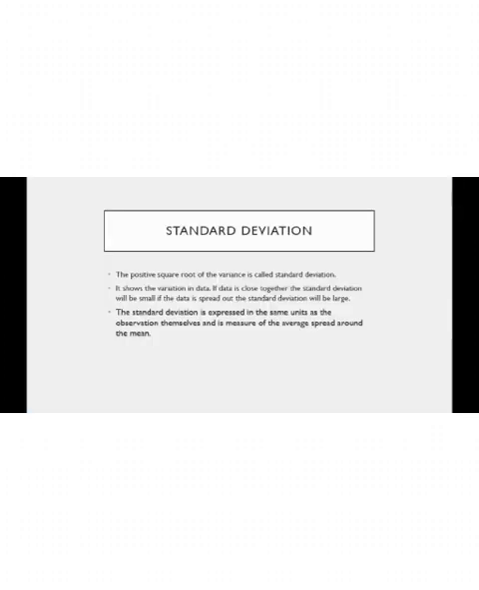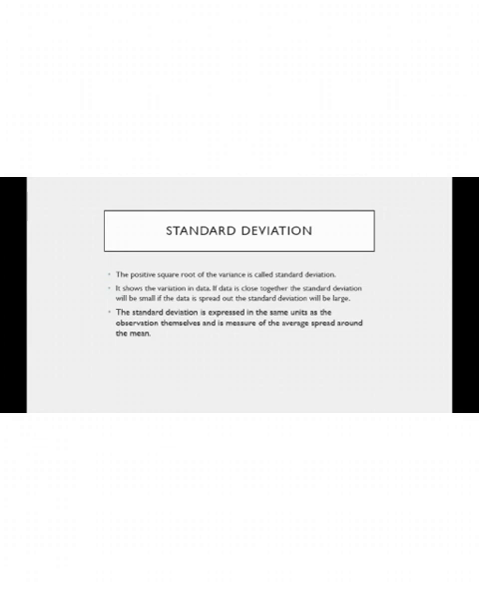First thing we are going to discuss today is standard deviation. The positive square root of the variance is called standard deviation. It shows the variation in data. If the data is close together, the standard deviation will be small. If the data is spread out, the standard deviation will be large.